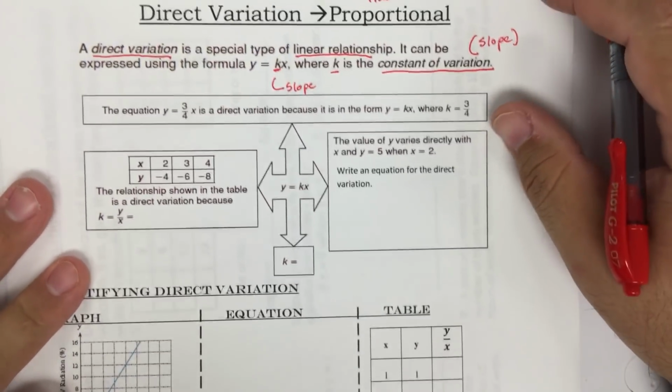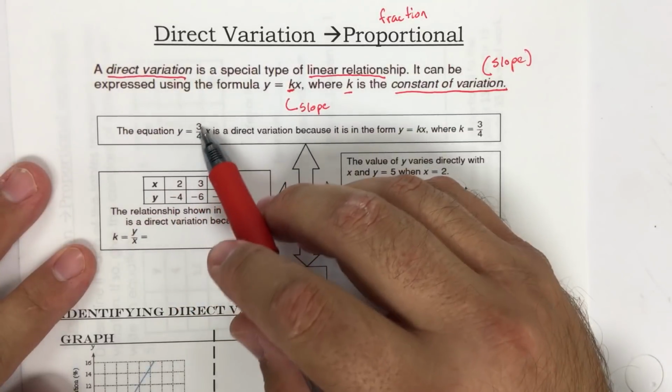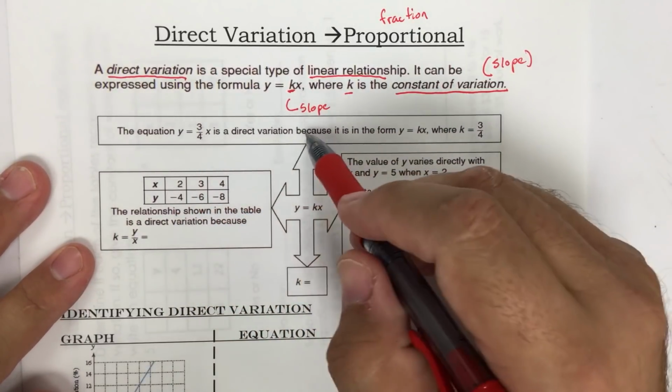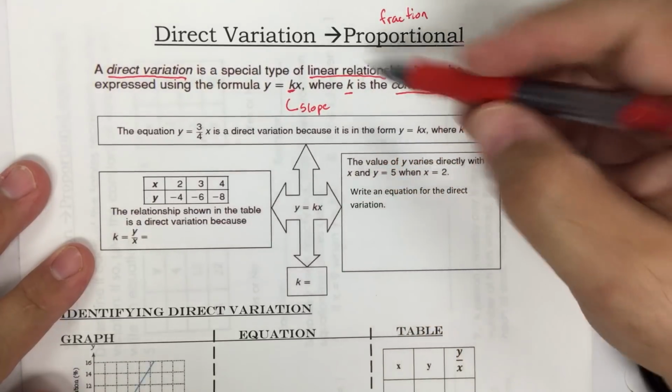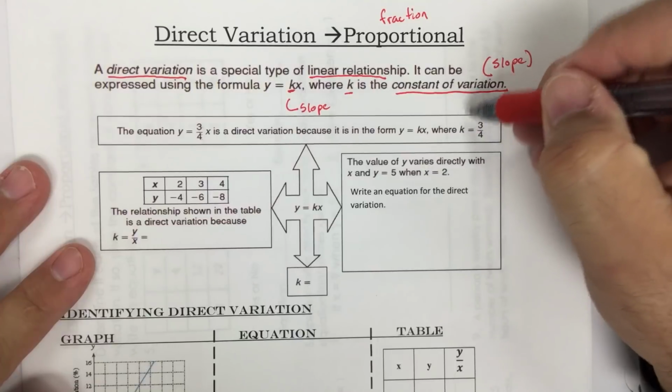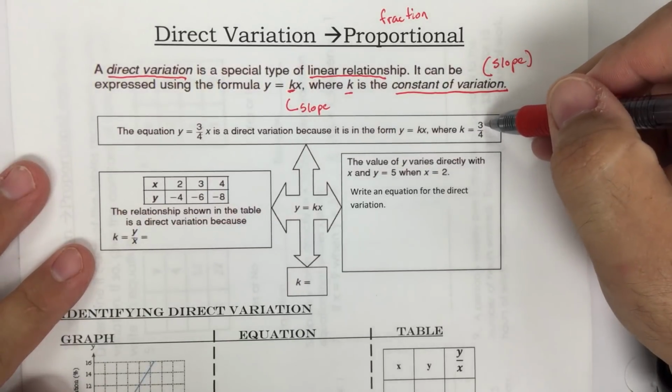So for this equation right here, y equals 3/4 x, or 3 over 4x, is a direct variation because it is in the form y equals kx, where k, your constant of variation, is equal to 3/4.